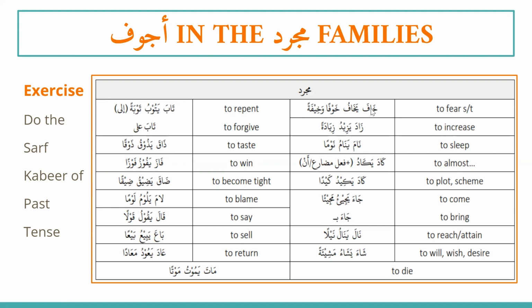Khafa, Yakhafu is either Fataha or Samia. So it is Khifna, because you have the option of Dhamma or Kasra. With the Fataha family, it is Khifna. With the Daraba family, Zada Yazidu is Daraba family, so Zidna. Nama Yanamu, Nimna. So you just need to keep in mind which family it is coming from, and then you do the Sarf Kabir of past tense. So this is about today's lesson.